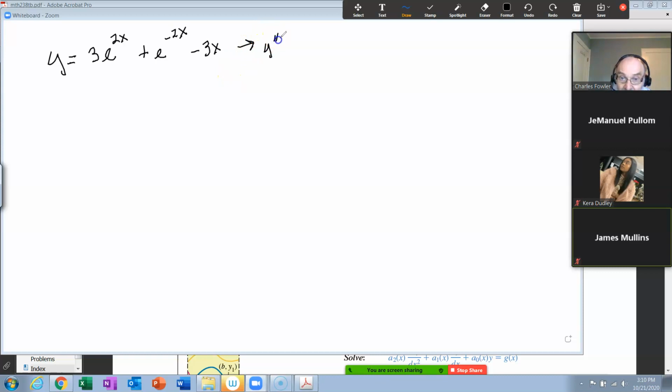y'' - 4y = 12x, with these initial conditions: y(0) is equal to 4 and y'(0) is equal to 1. Okay, so we know the initial value and the initial first derivative.